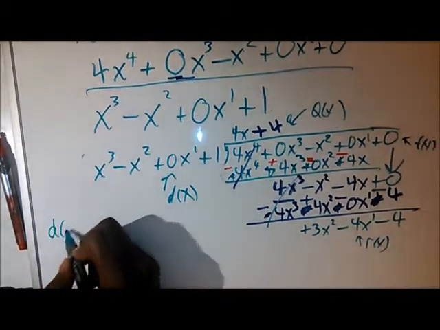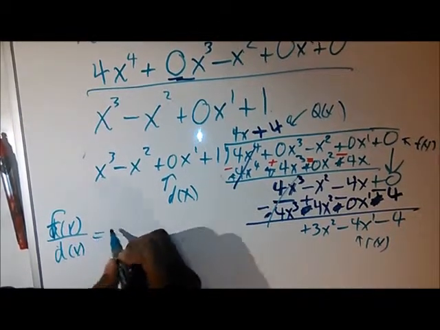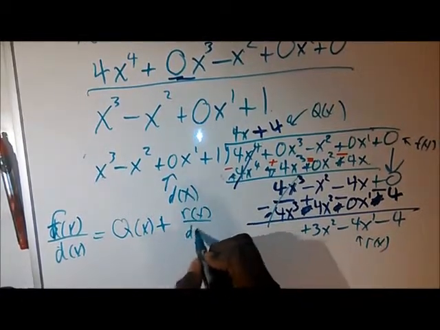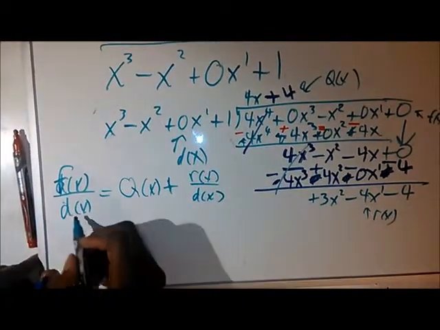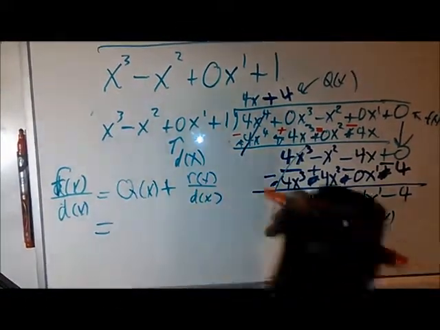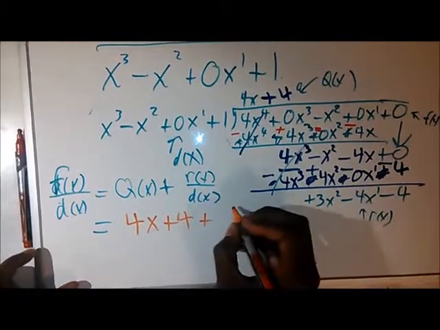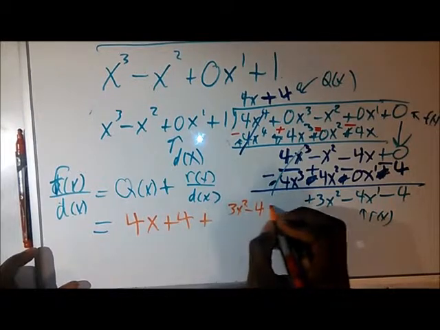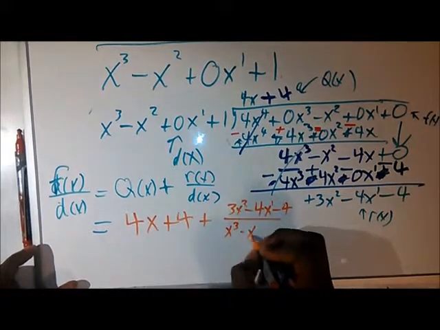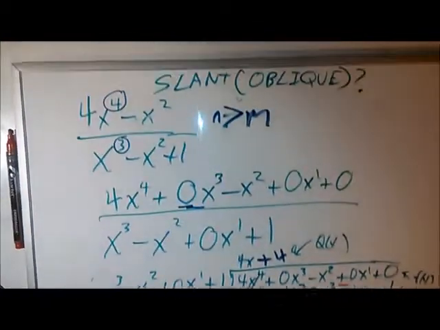So remember how you write it? f of x over d of x is equal to q of x plus remainder over your divisor. Remember, that's how you write it. So let's write it that way. We have f of x equals q of x, our answer, which is 4x plus 4, plus our remainder, which is 3x squared minus 4x minus 4, over our divisor, x cubed minus x squared plus 1.